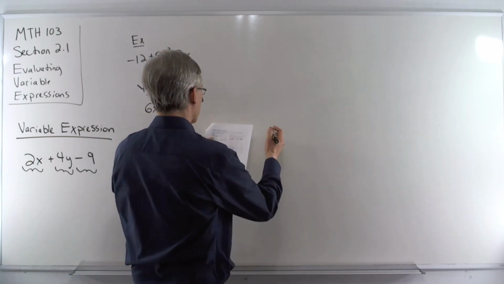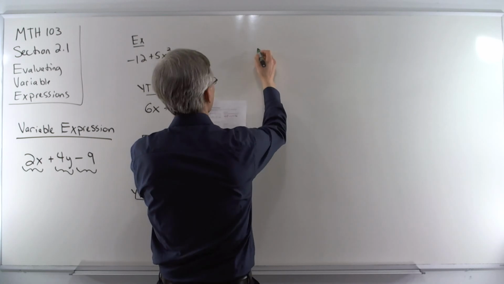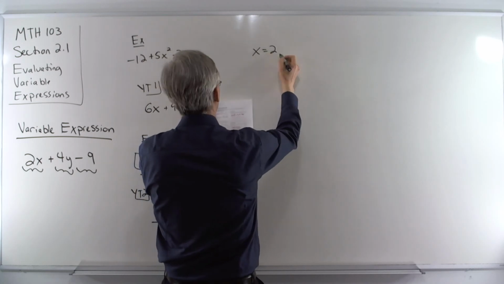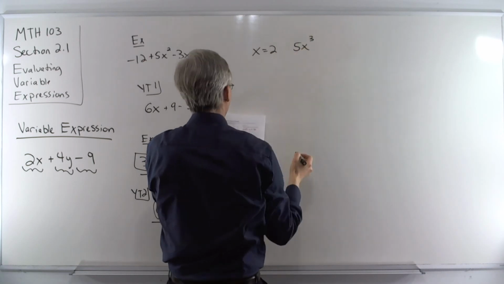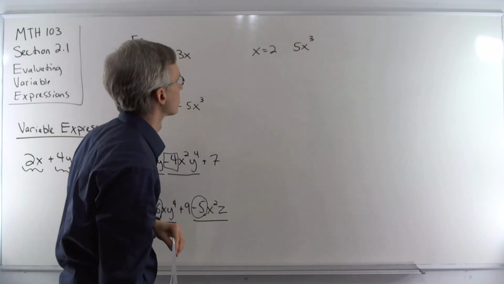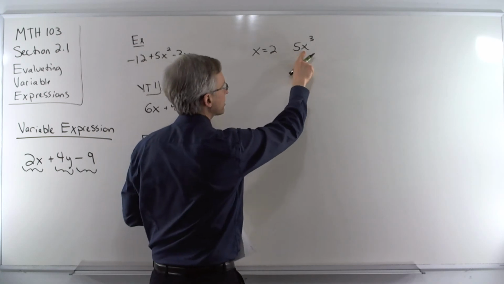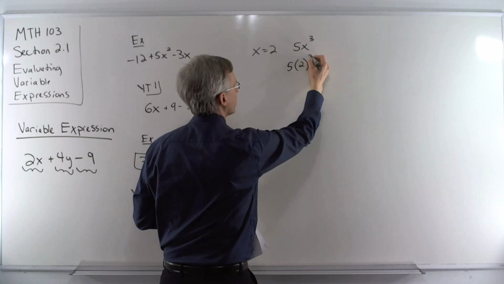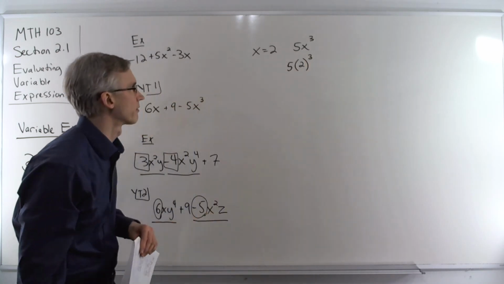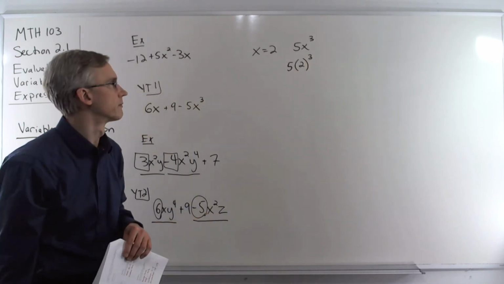So we're going to evaluate the expression when x equals 2. And the expression is 5x to the third power. So we'll take 2 and plug it in for every instance of x. There's only one here, so we'll take 5. And I always take my substituted values and put them in parentheses when there's an exponent involved.